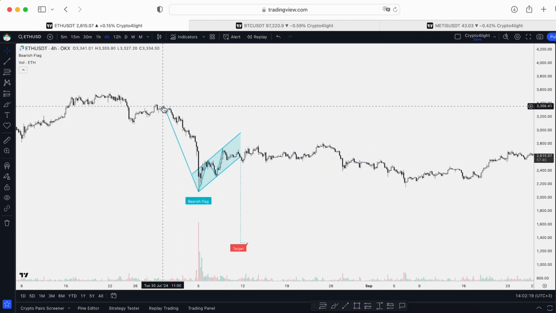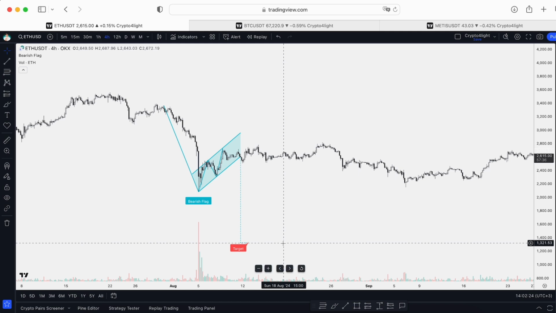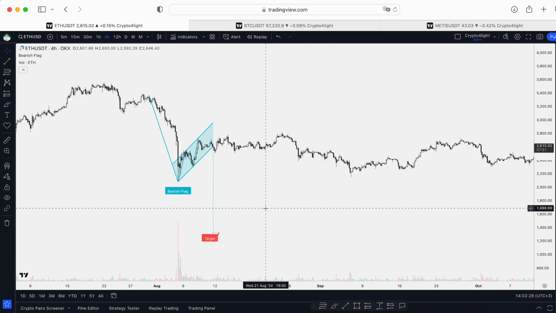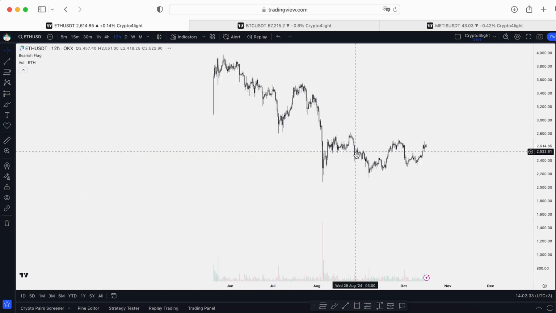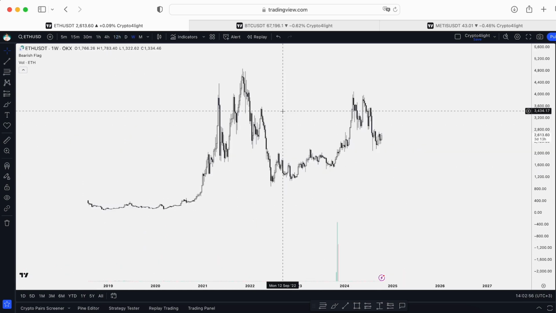If we switch to the 4-hour time frame, for example, we can find that in August the indicator showed us the target for Ethereum of like 1K300. But basically after 3 months, this pattern has not played out yet. I'm not a fan of patterns, but sometimes they give you more information about potential trades.